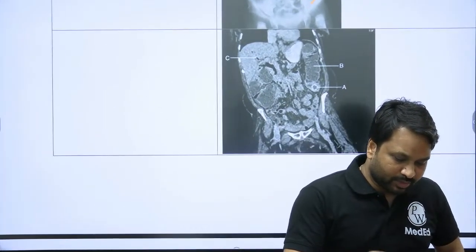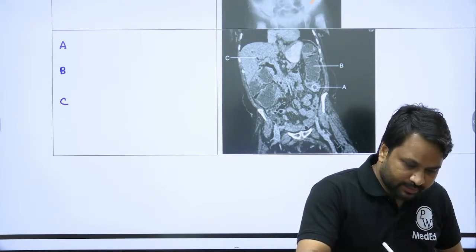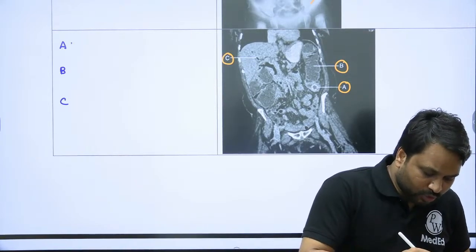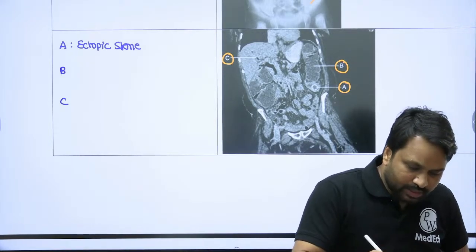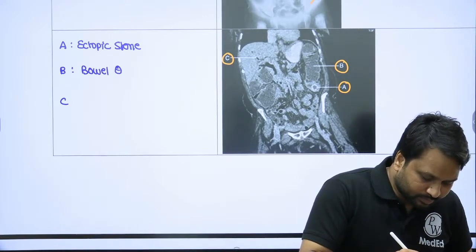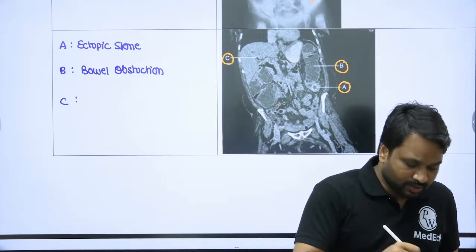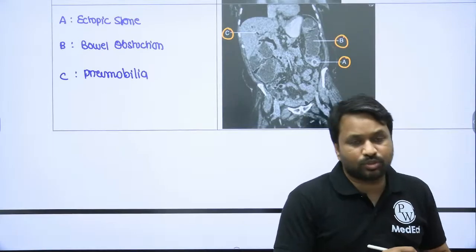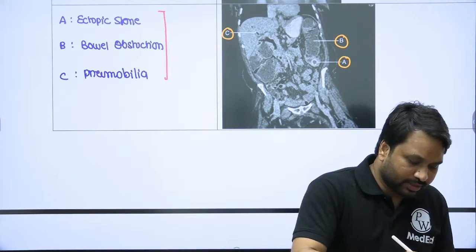Now this is quite interesting. You have A, B and C as three components on a CT image. I will just label them as A, B and C. A, there appears to be a stone because of calcification. We call it an ectopic stone. Now B, you can see it is blocking the stool, so there is bowel obstruction. C, there is air in the biliary system, so there is pneumobilia. So ectopic stones with bowel obstruction with pneumobilia is what we see classically in gallstone ileus.